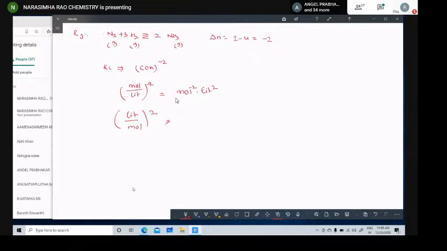Now, liter square by mole square, like this, or liter square mole power minus 2. In case of atmosphere, children, the units for Kp are atmosphere power minus 2, or 1 by atmosphere square. It is clear, na, children? Yes, sir.